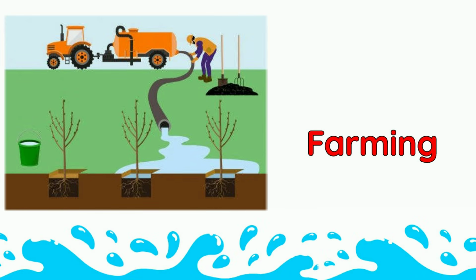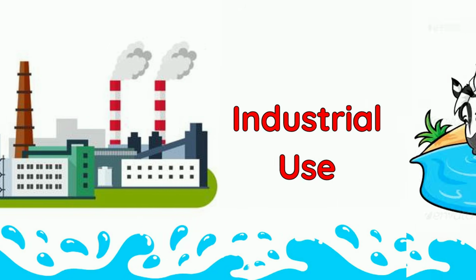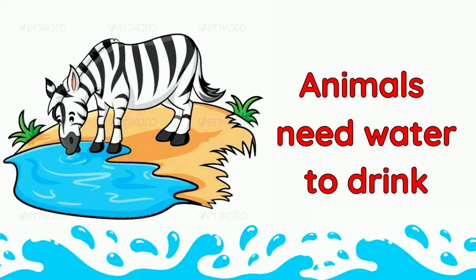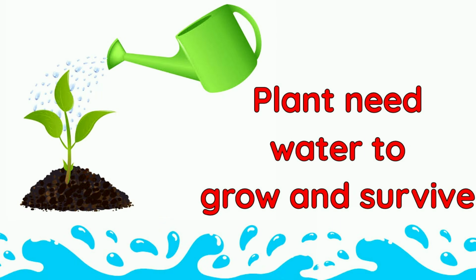Apart from the domestic purpose, water is being used for farming and industrial purpose as well. Animals also need water to live. Plants need water to grow and survive.